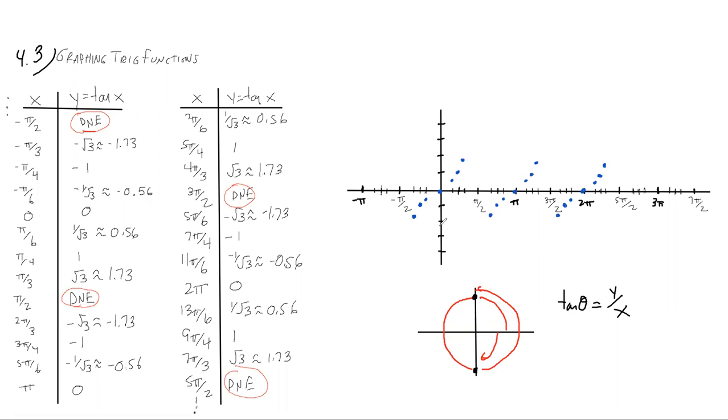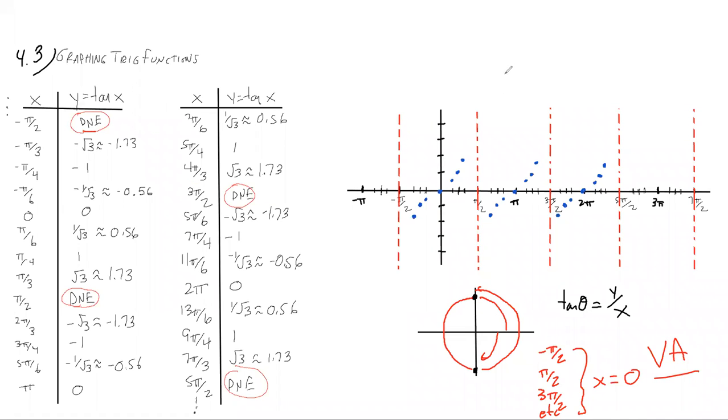And in these cases, what's happening is x is 0 here. So at negative pi over 2, pi over 2, 3 pi over 2, etc., x is 0. So it's very, very similar to what was happening with rational functions. We are dividing by 0. And so what we're actually going to get are vertical asymptotes here. So I'm going to add vertical asymptotes at those DNEs for our graph.